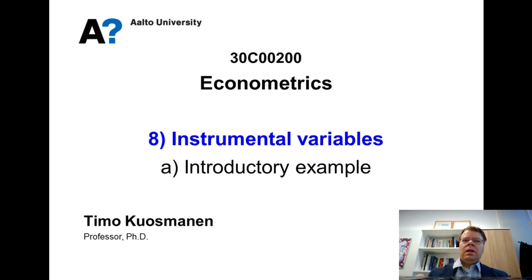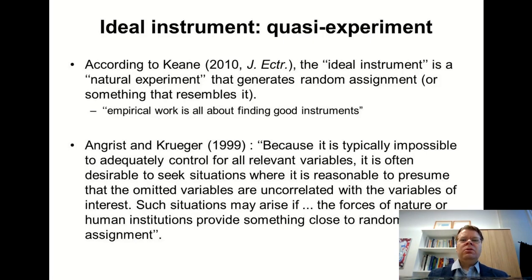First, to gain some intuition and also connect to the recent literature in econometrics, I have taken two quotations. The first is by Michael Keane in the Journal of Econometrics in 2010, where he argues that the ideal instrument is a natural experiment that generates random assignment or something that resembles it.